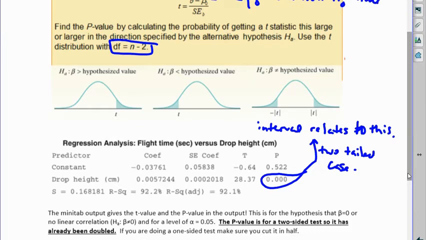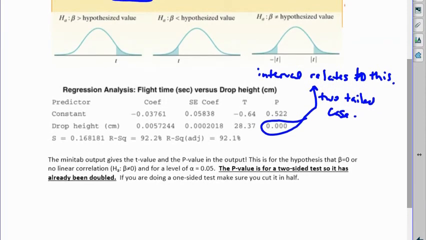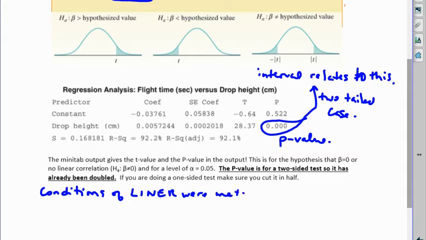And if you look at the Minitab output, you can see that it actually gives the p-value in the output. In this case, the p-value was 0.000 because it was incredibly small. And this is actually the doubled p-value already. The Minitab output also gives the t-test statistic. I'll do a calculation so that you can confirm that that is the same t-value that you would have gotten by hand.